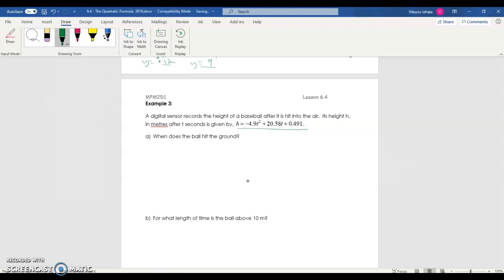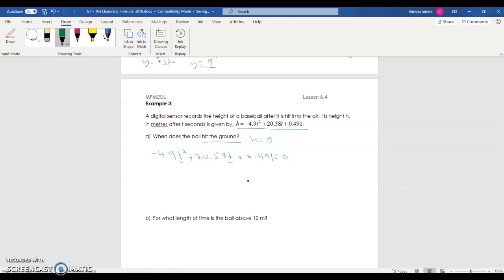When does the ball hit the ground? You need to interpret that means when is the ball at a height of 0. So in other words, you are writing negative 4.9 t squared plus 20.58 t plus 0.491 is equal to 0. And then you're going to solve to find what your t is. You could try factoring, but as you can see, it's probably going to be a bit difficult to do with these type of numbers here.